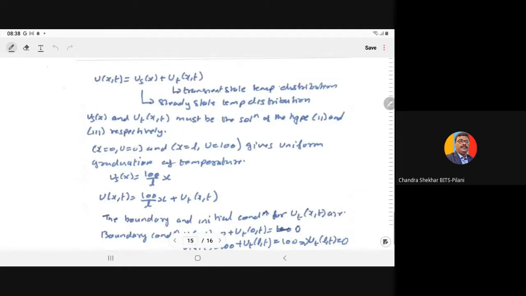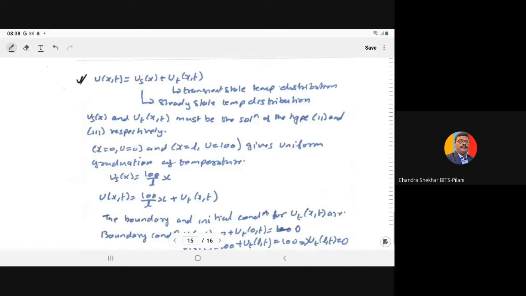So here we assume that u(x,t) will be the steady state solution plus the transient solution, right? Transient state solution means the solution until we reach the steady state, and after achieving the steady state it will remain at the steady state. So we assume that we have the solution of the form us plus ut.